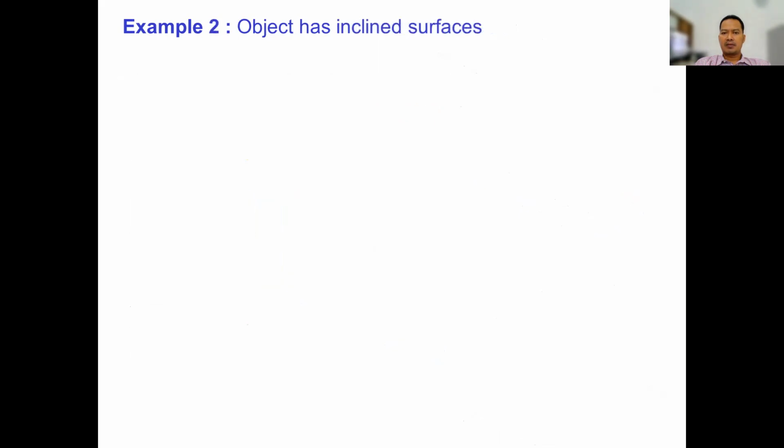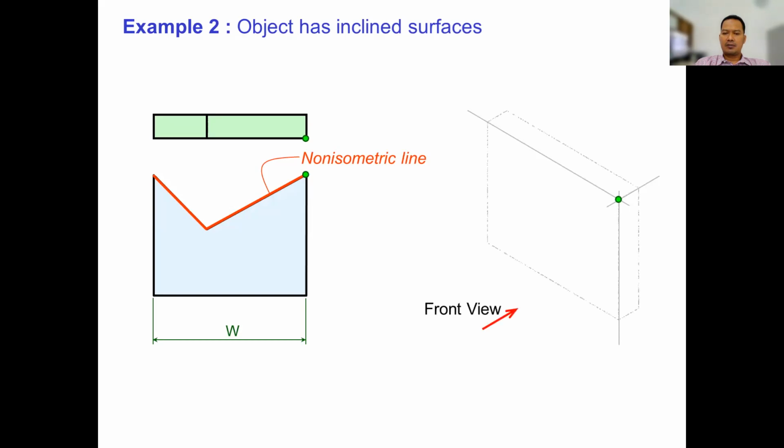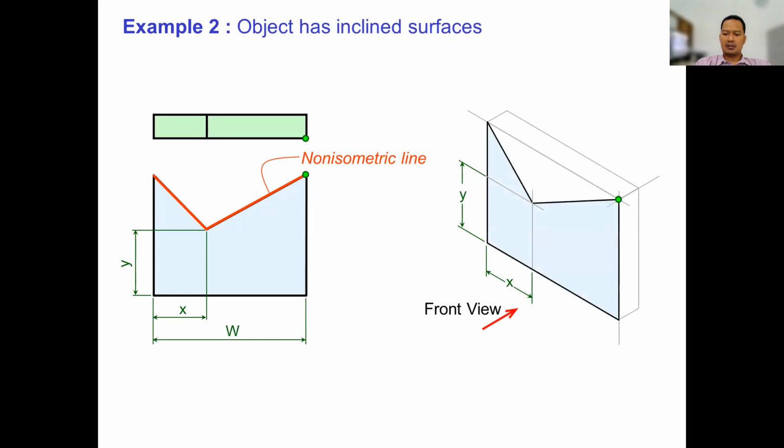Object has inclined surface. For example, like this. This is the width. And we have a non-isometric line. So how to draw this one? This is a front view. Just put a box like this. Then the height of Y here, X, and then draw the lines. Draw the lines, draw the length, and you will get this projection.